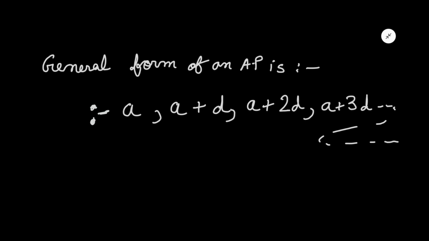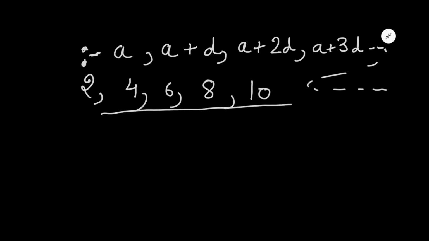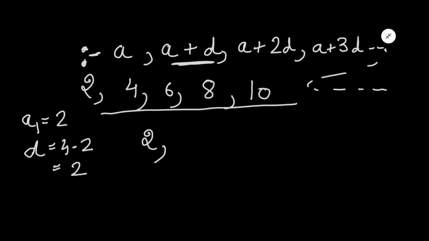For example, there is an arithmetic progression like 2, 4, 6, 8, 10. So in this arithmetic progression, the first term is 2, and the common difference, which is d, is 4 minus 2, which is 2. So our first term would be 2. So its second term is a plus d. So the first term is 2. So d, which we calculated, is 2. So a plus d is 2 plus 2.